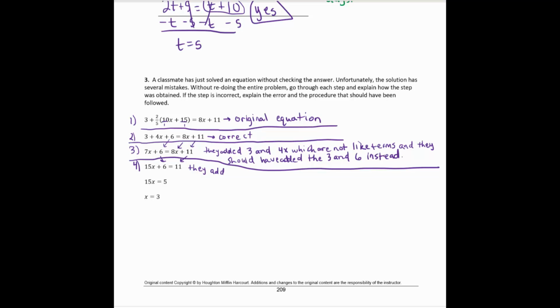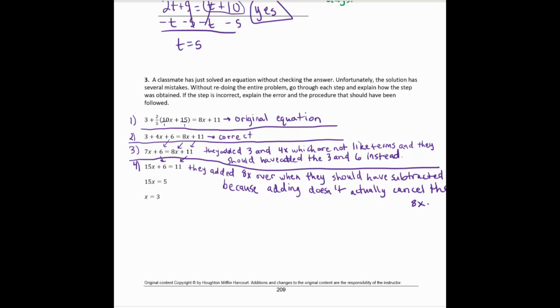They added 8x over, when they should have subtracted, because adding doesn't actually cancel out the 8x. So something to that effect. So that's how that ended up being wrong.